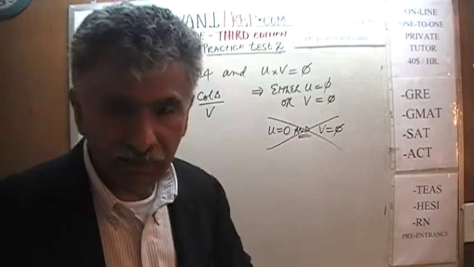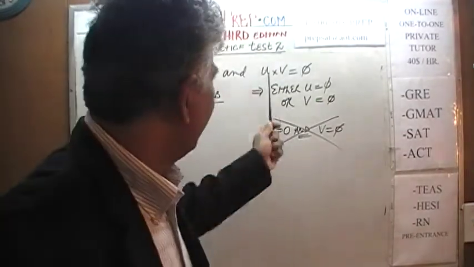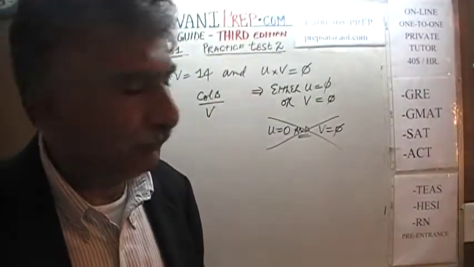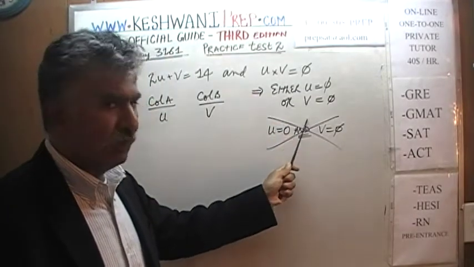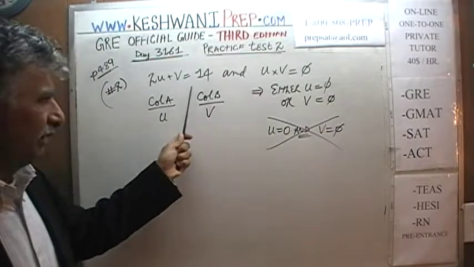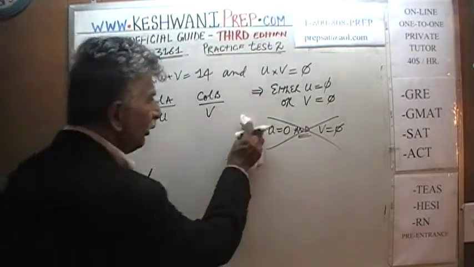The reason I keep saying A and B is because it's easier to speak in terms of A and B as opposed to U and V, but you get the idea. So if U times V is equal to zero, then either U is equal to zero or V is equal to zero, or they are both zero, which is not possible here. So that's what it is. We don't have to do anything.